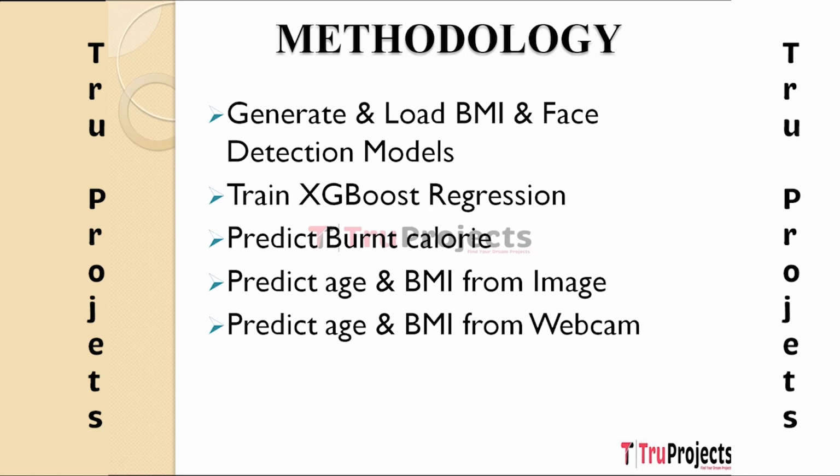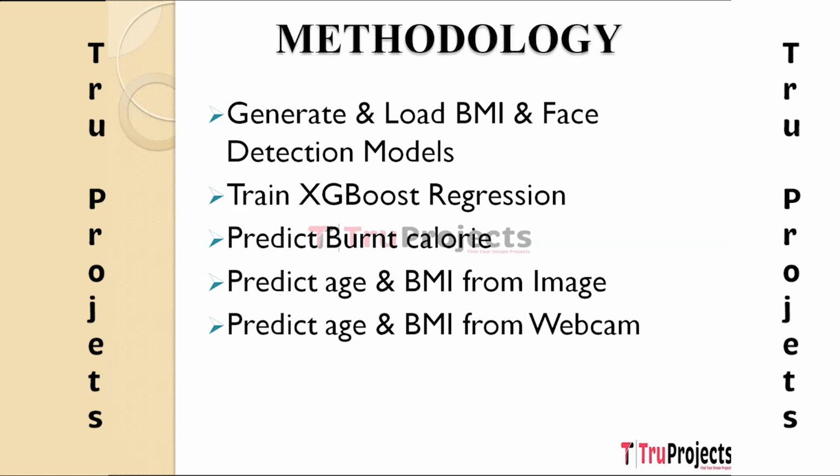This model might be trained to predict calorie burn based on various features, potentially including factors like age, BMI, and activity level. Third module is predict burnt calorie. This module takes input data, possibly including features like age, BMI, and activity level, and uses the trained XGBoost regression model to predict the number of calories burned by an individual.